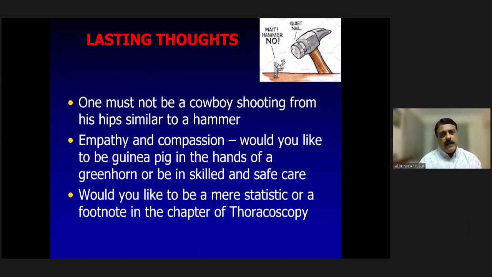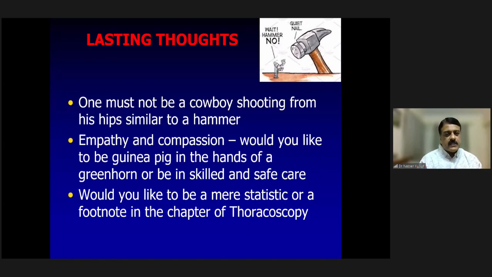To a man with a hammer, everything appears a nail. One must not be a cowboy just because he has a thoracoscope, an instrument, shooting from his hips. Please, gentlemen and ladies, be empathetic and compassionate to your patients, because tomorrow it could be you. Would you like to be a guinea pig in the hands of a greenhorn or be in skilled and safe care? It's all up to you.